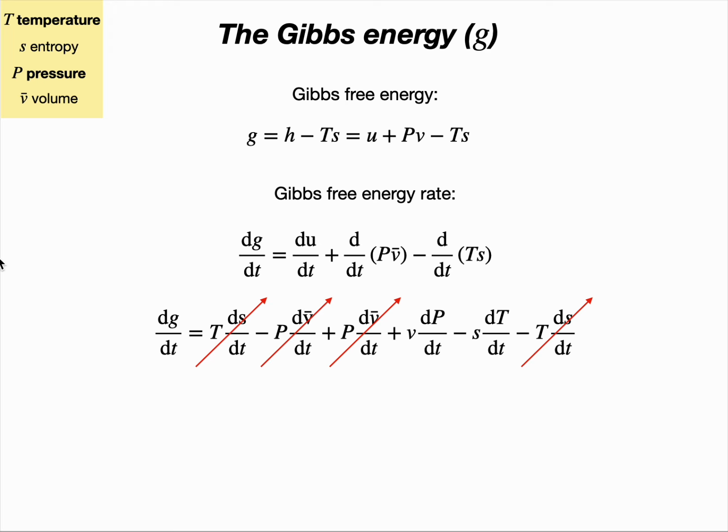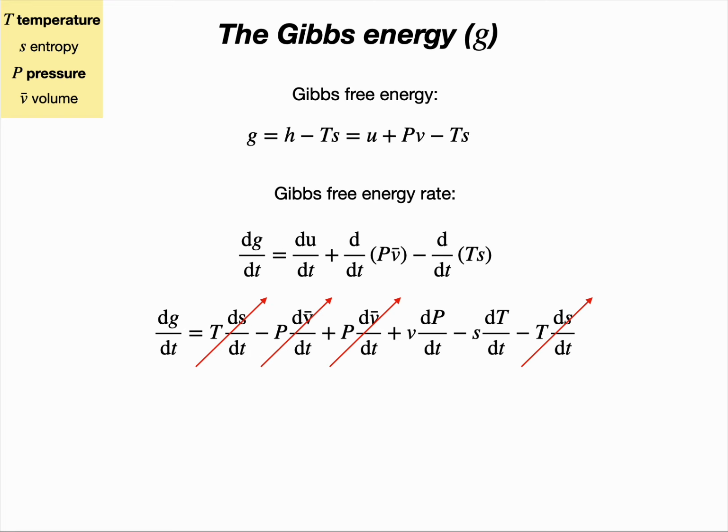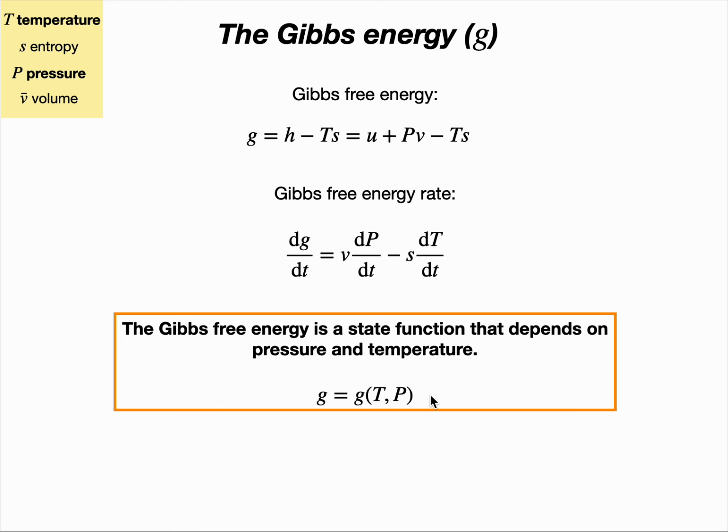So what does it tell us now? That the Gibbs energy is a function of temperature and pressure. So the rate is V dp/dt minus S dT/dt. The Gibbs free energy is thus a state function that depends on pressure and temperature. So these are the explicit variables of G.